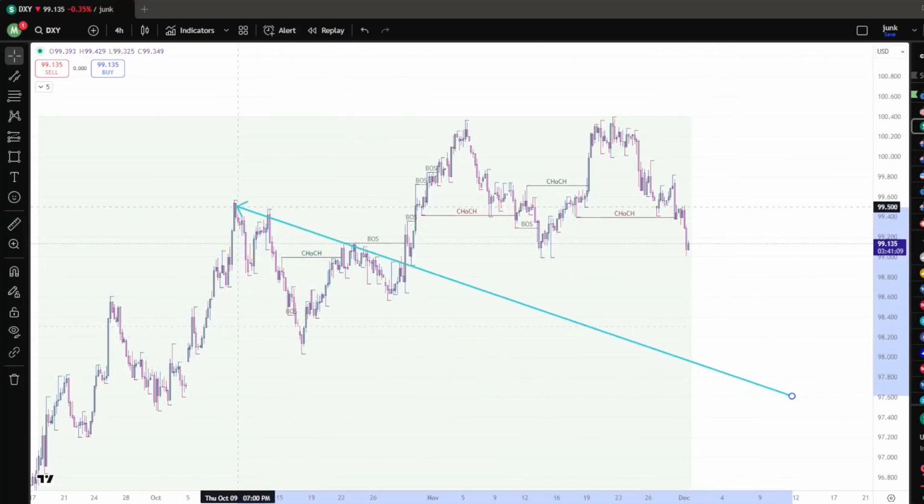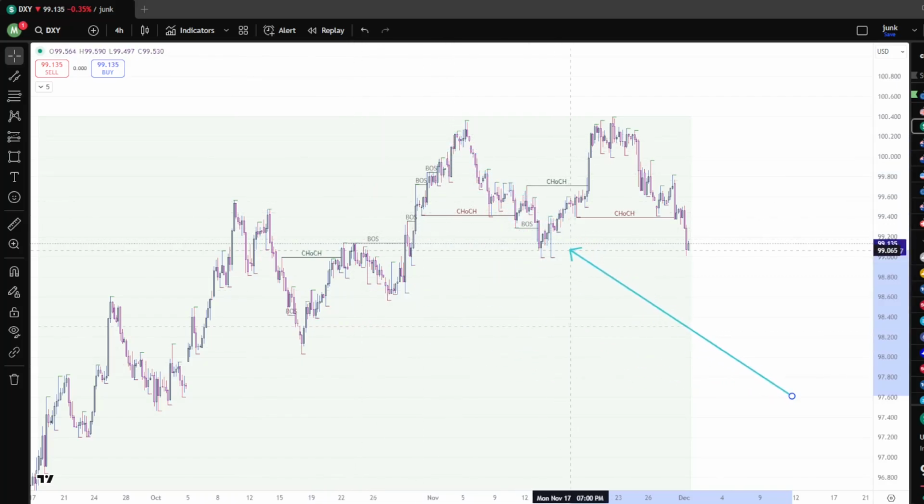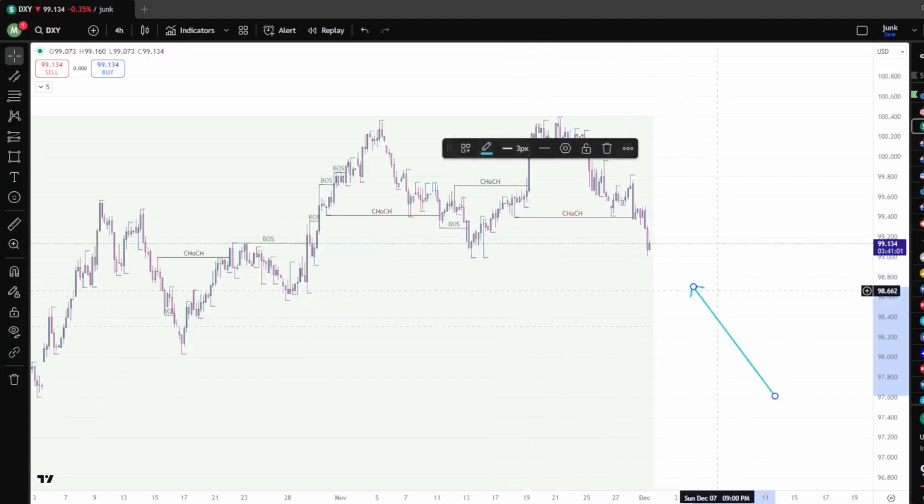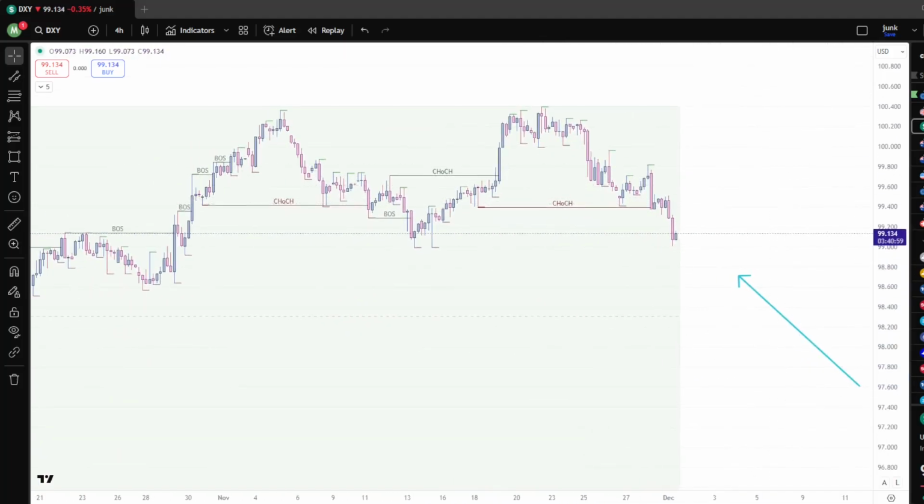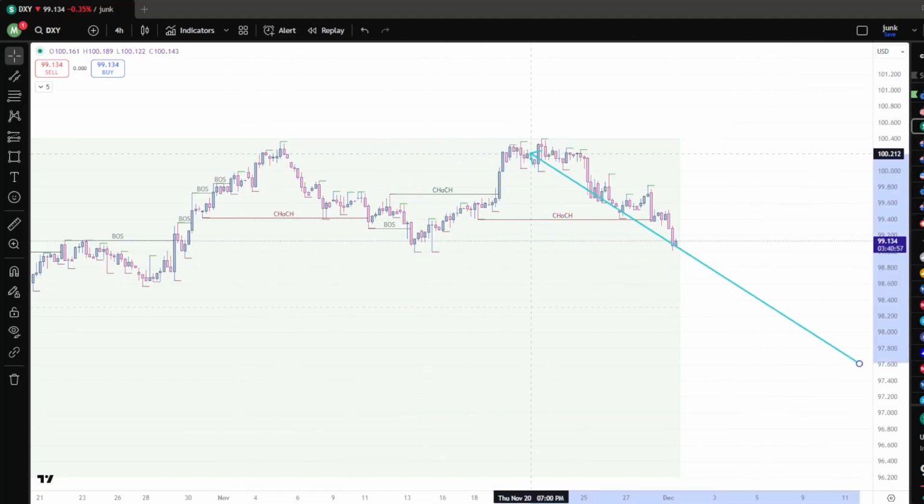Swing structure is bullish. Higher highs, higher lows, higher highs, higher lows. But now price is at this higher low area, waiting to see if this area can hold up or if this double top could play out. So overall swing structure is still bullish since these lows haven't been taken out.